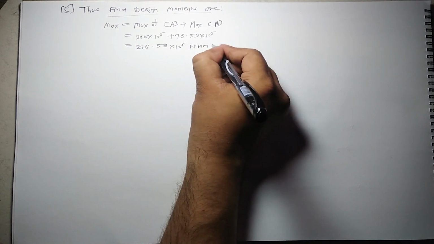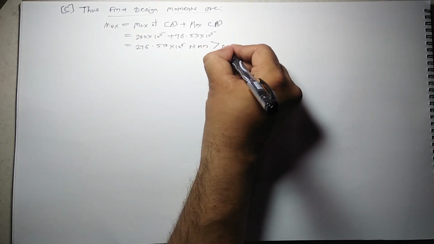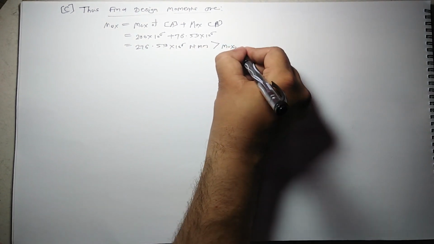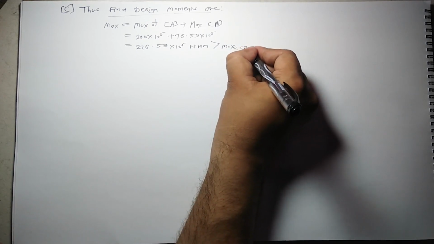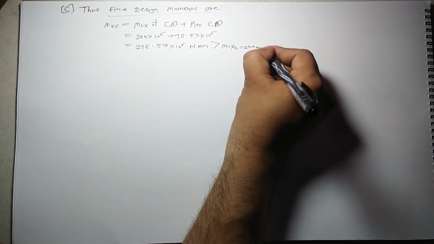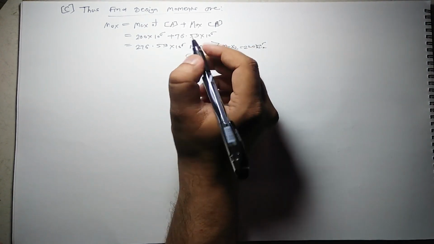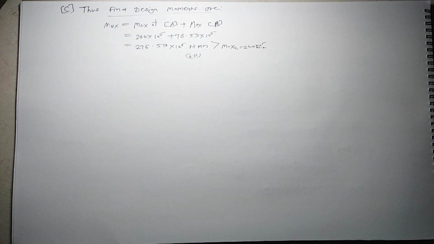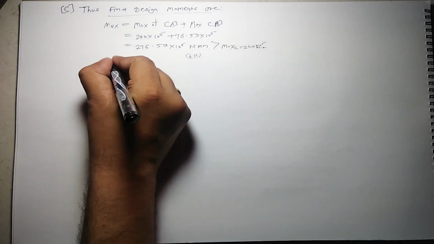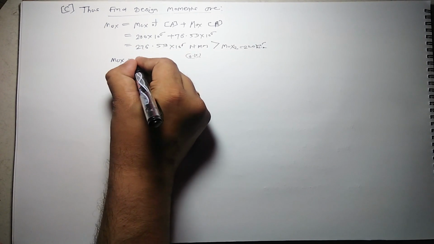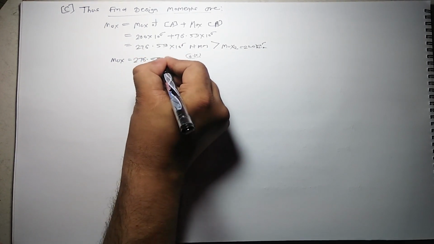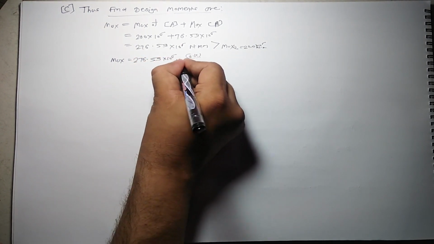Now this value is greater than our Mux2, which is 220 into 10 to the power 6 Newton mm. So it is okay. If the value comes out less than it, then we need to redesign the numerical by taking other assumptions. So Mux equals 276.59 into 10 to the power 6 Newton mm.